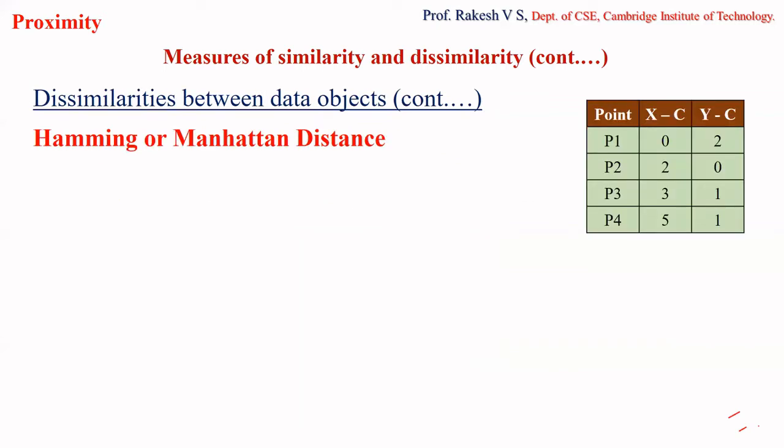So first, let us see how we find the Hamming distance or Manhattan distance. I have considered the original data set here. As we have seen, the formula to find Manhattan distance is this, the Minkowski variation of Minkowski's distance formula, wherein I have put the value of r equal to 1.